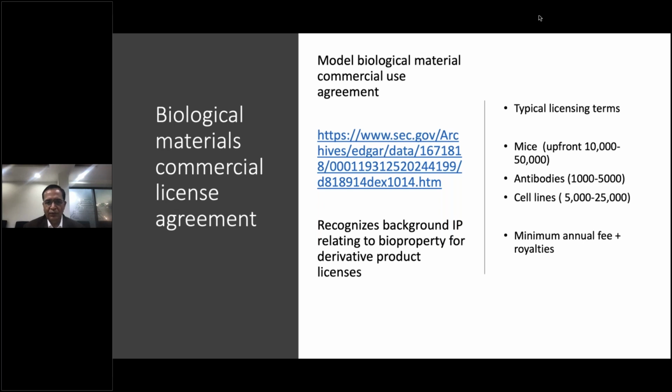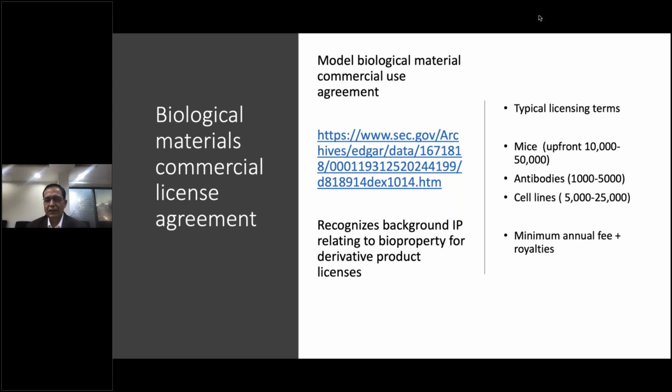These commercial agreements are quite varied in nature, but invariably recognize the background IP relating to bioproperty, where the licensor recognizes the underlying bioproperty that are secured by the asset owner for derivative product licenses, and there could be a number of them. The background IP in any kind of life science asset that are bioproperty would be numerous in many cases, and those are all important to recognize in any of these transfer license agreements.